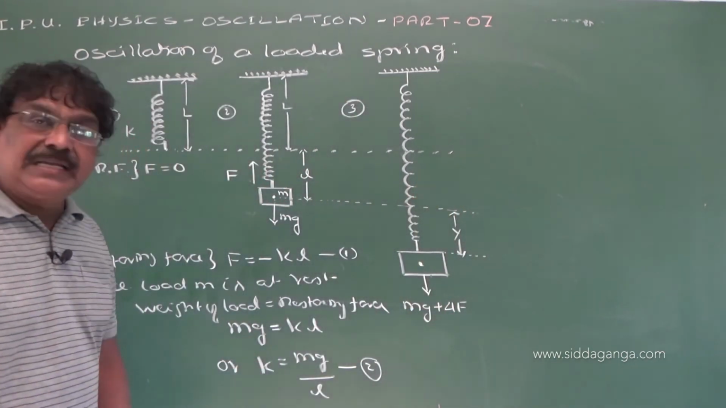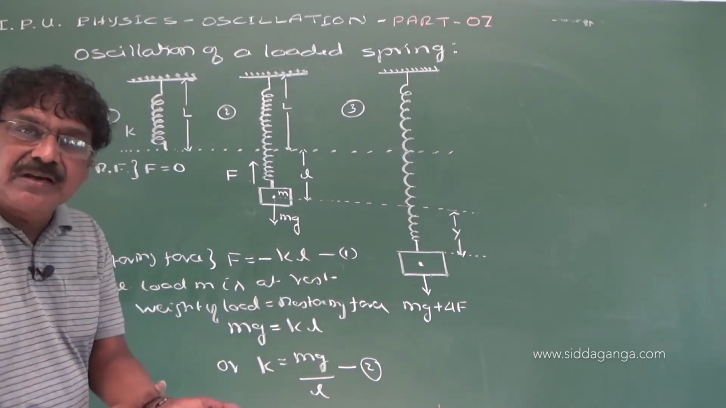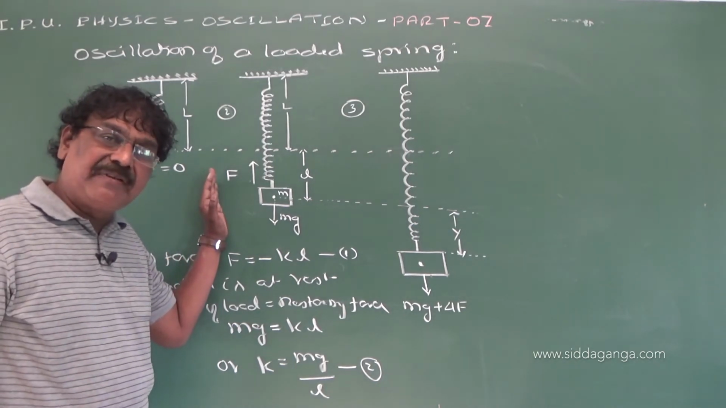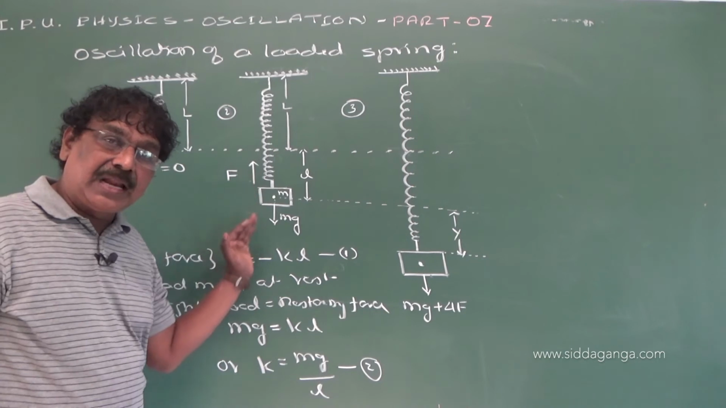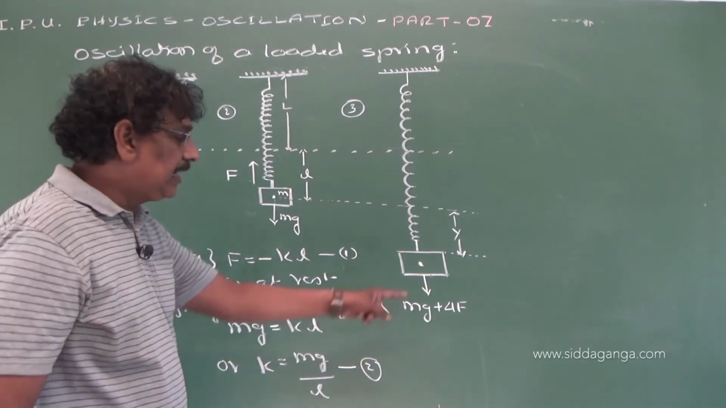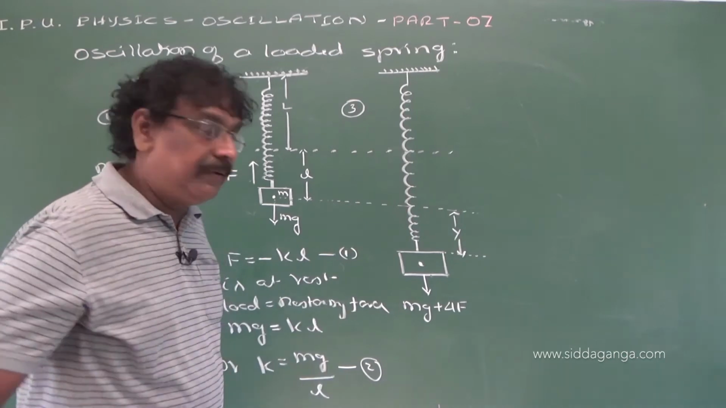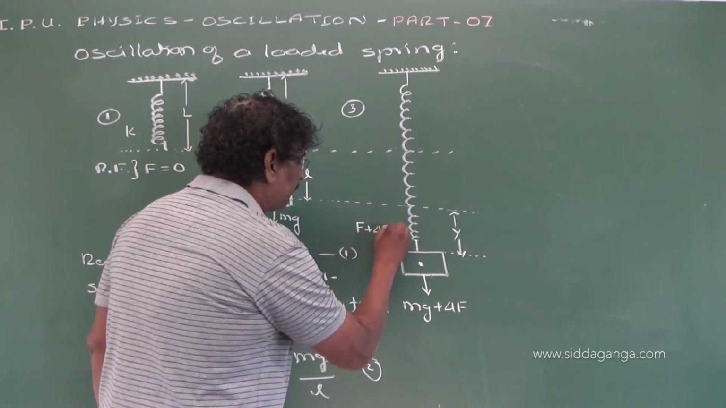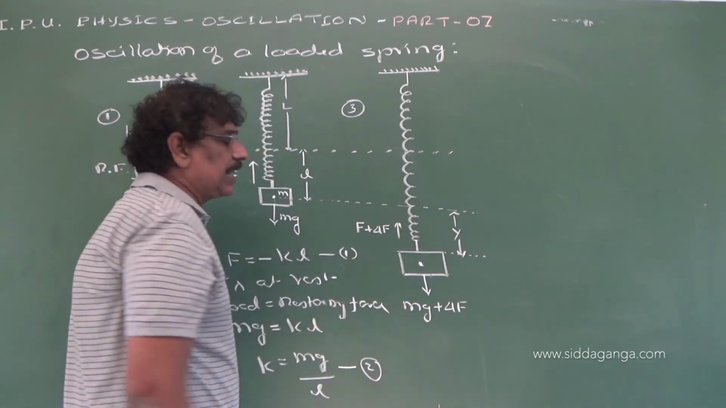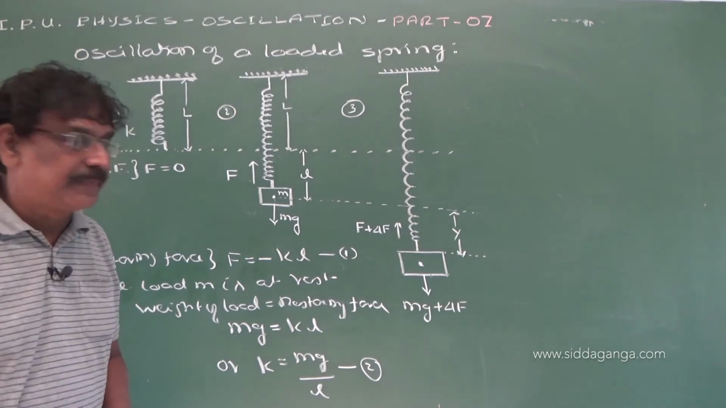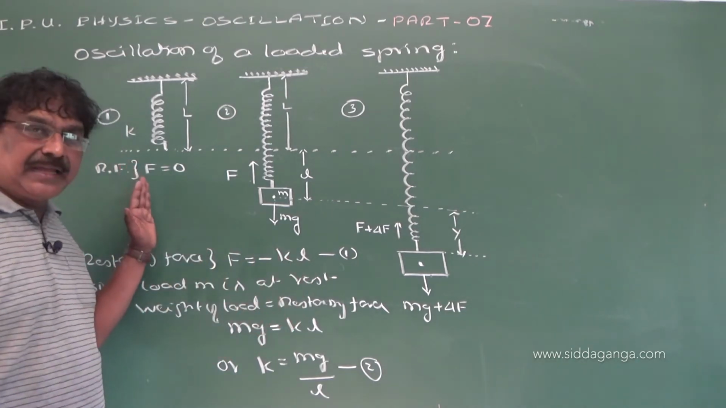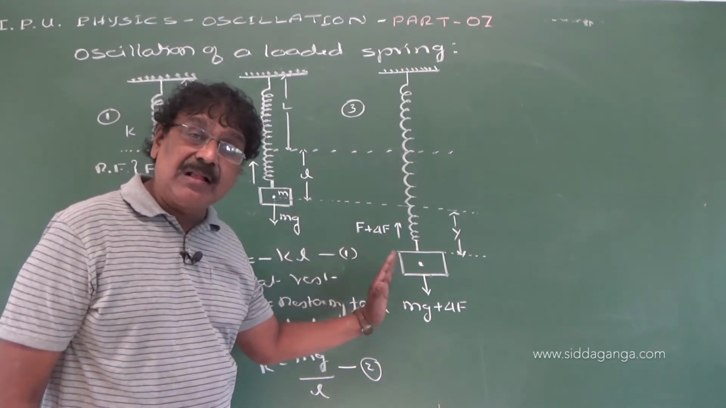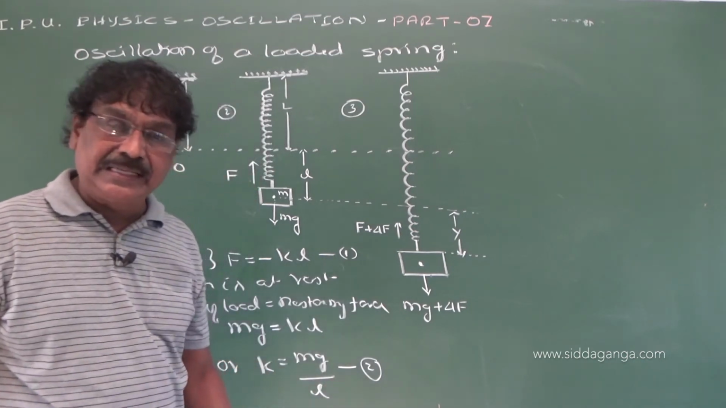Now what is the restoring force? Already there is a restoring force F acting in upward direction. Now there is an additional force, delta F. Therefore again now the restoring force increases. Now the restoring force is F plus delta F. It is acting in vertically upward direction. Again here it is at rest. Is that clear?